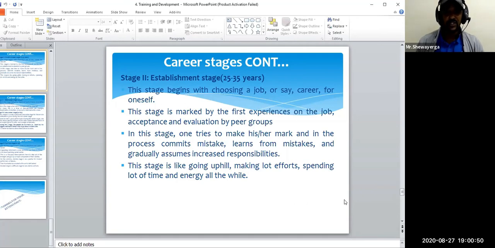The second is establishment, which is the stage that begins with choosing a job. After that, selecting a job, getting a job, a safe career for oneself. This stage is marked by the first experience on the job, acceptance and evaluation by peer groups. It is the time when one leaves the family and begins to be judged by friends, by the boss, and so on. So this is like going uphill, making a lot of effort, spending a lot of time and energy.